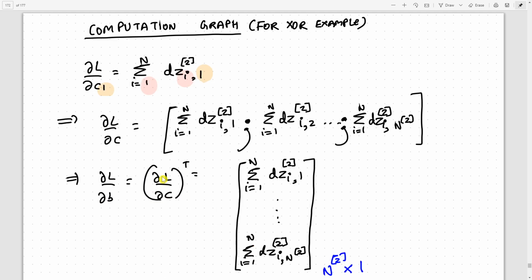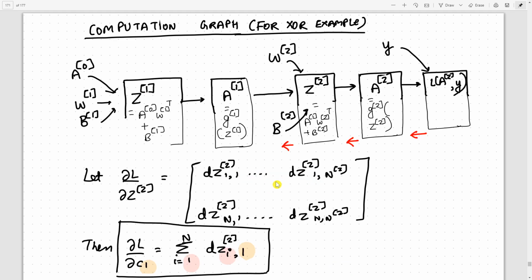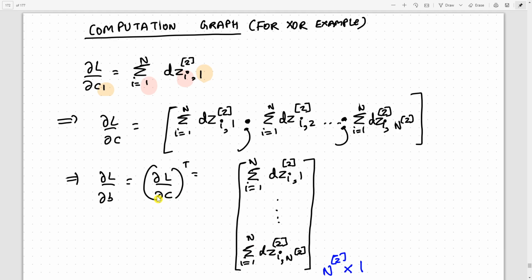right? And finally, we can write del L by del C by writing out these individual vector components. But finally, just come back and remember that we wanted to compute the gradient with respect to B2 or B and not C. But we already know that del L by del B2 we can write as del L by del C transpose. So when you compute the transpose of this entire term, you will get an expression which looks like the following. Each row here is a sum of a column in del L by del Z2, right? So that's how we can compute del L by del B2. It was fairly involved, but we are almost there. We've almost finished the entire backpropagation.